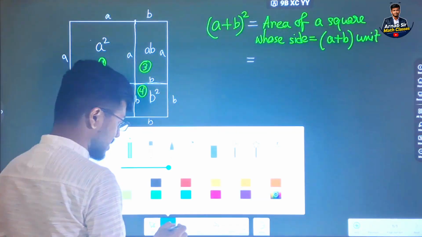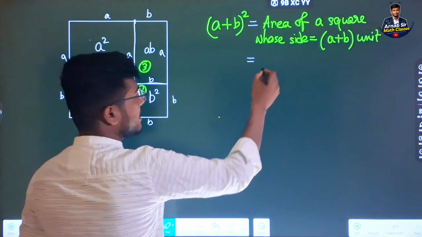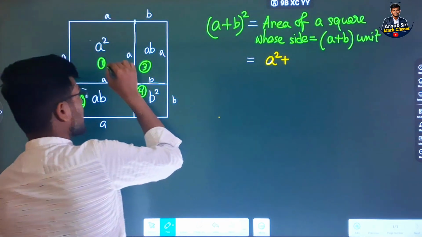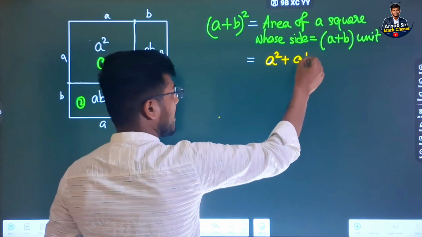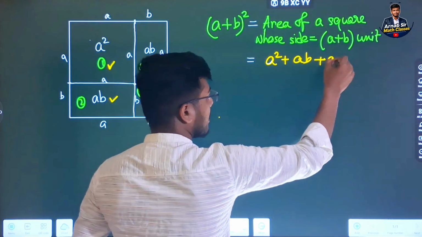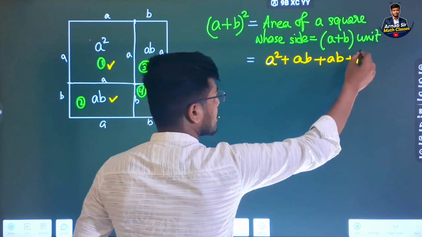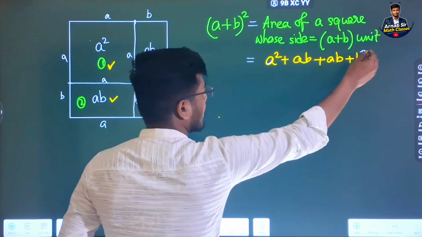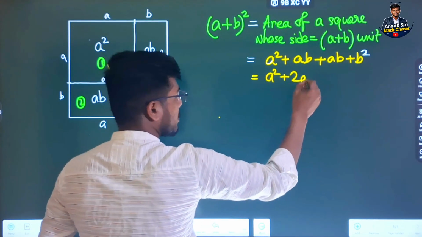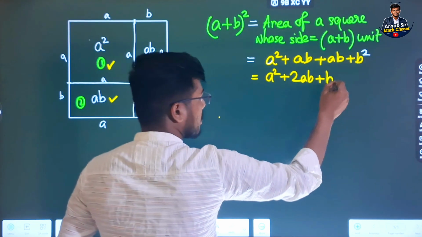So that's why we can write: it means a square, the first segment, plus ab, the second segment, plus ab, the third segment, and the fourth segment is b square. So what is the final answer? a square plus 2ab plus b square.